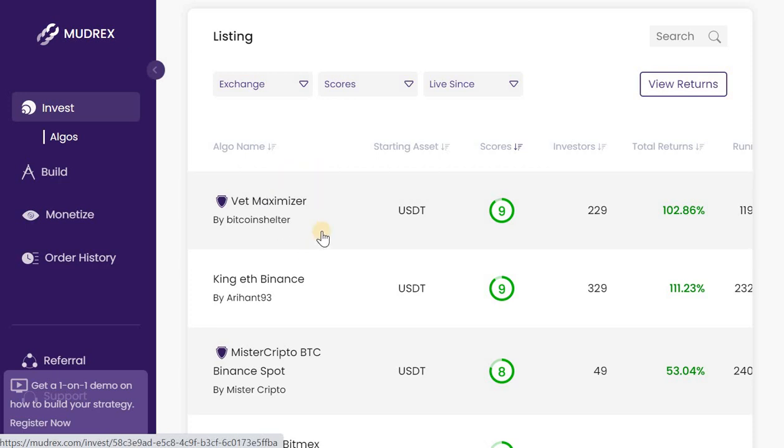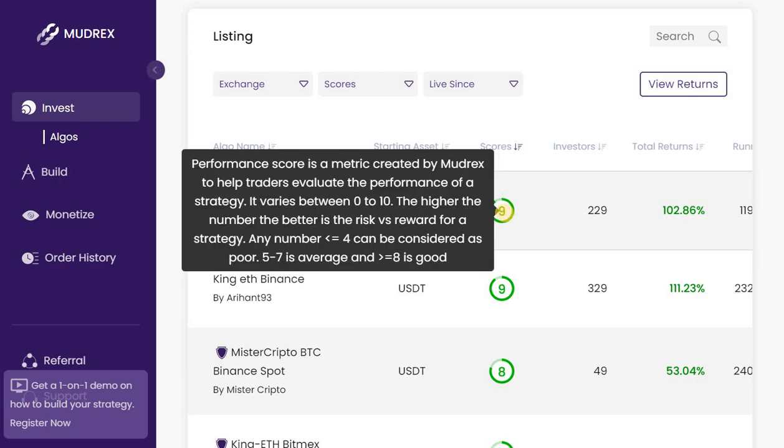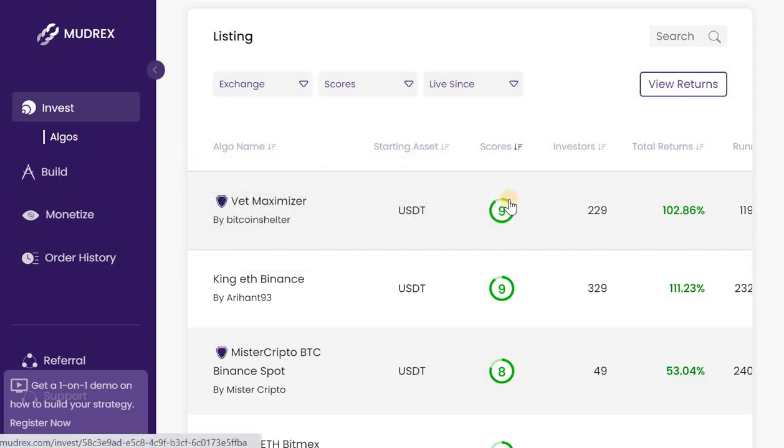The first thing you'd have to look at before investing, to me, would be the scores. Now, this is a metric created by Mudrex to help traders evaluate the performance of a strategy. Any number less than or equal to 4 is considered as poor. Numbers between 5 and 7 is average, and numbers 8 and above is good, according to the Mudrex platform. So I always pay attention to the performance score.